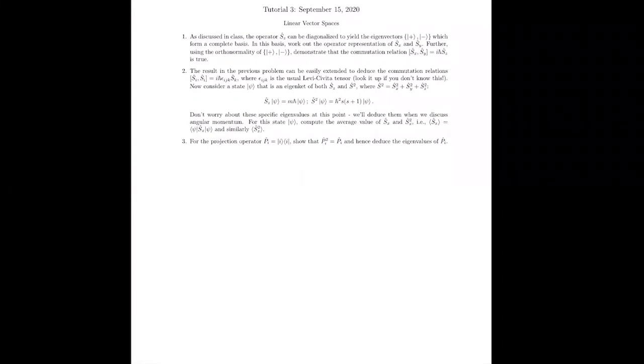Okay. So the first problem says that the operator Sz that was discussed in class can be diagonalized to yield the eigenvectors plus and minus. These are the eigenkets in the two-dimensional linear vector space. In this basis, work out the operator representation of Sx and Sy, and further, using the orthonormality of the kets, demonstrate the commutation relation given here is true.